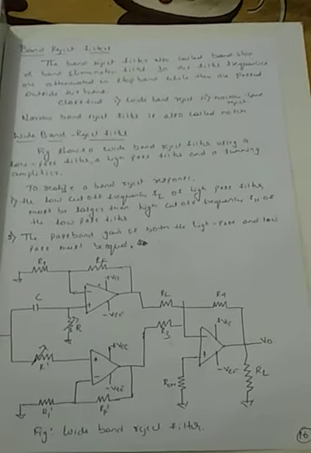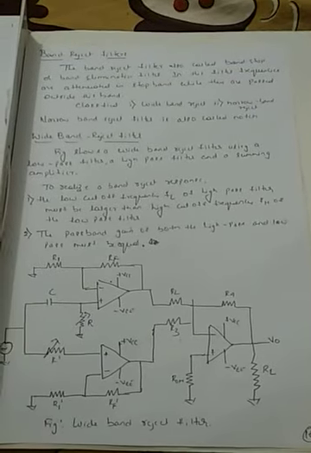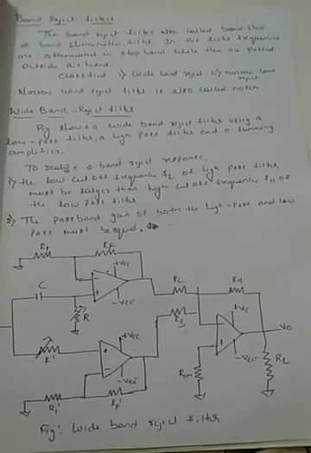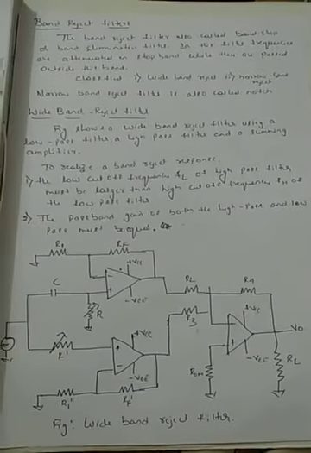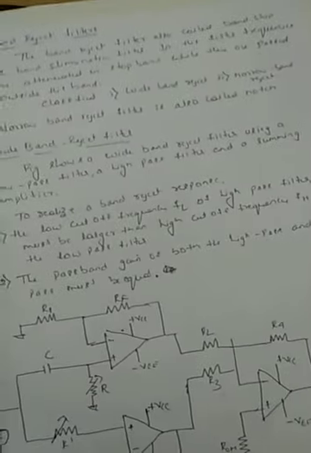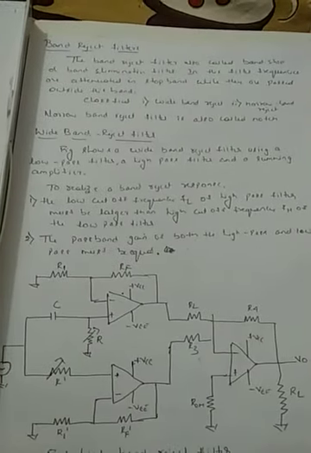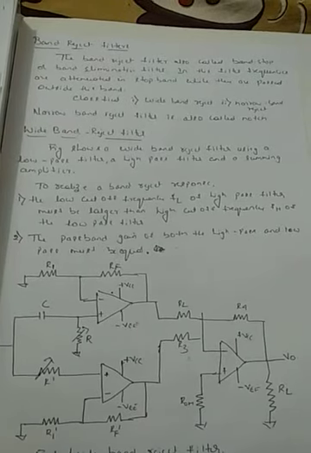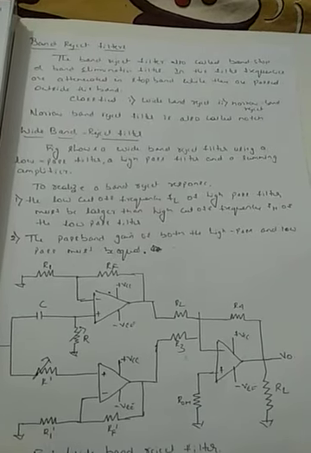It has been classified into two types: a wide band reject filter and a narrow band reject filter. The wide band reject filter can be designed using a low pass filter, a high pass filter and a summing amplifier. To realize a band reject response, the lower cutoff frequency FL of the high pass filter should be larger than the higher cutoff frequency FH of the low pass filter.